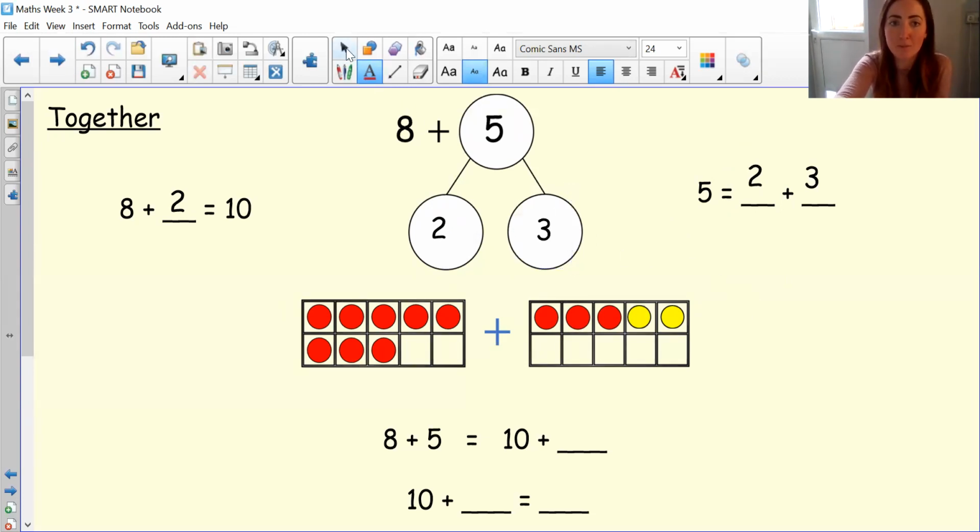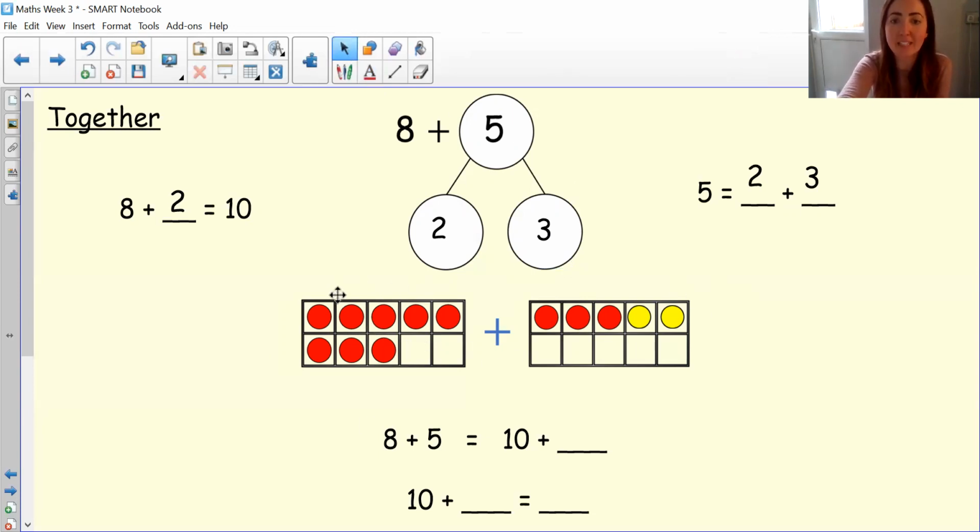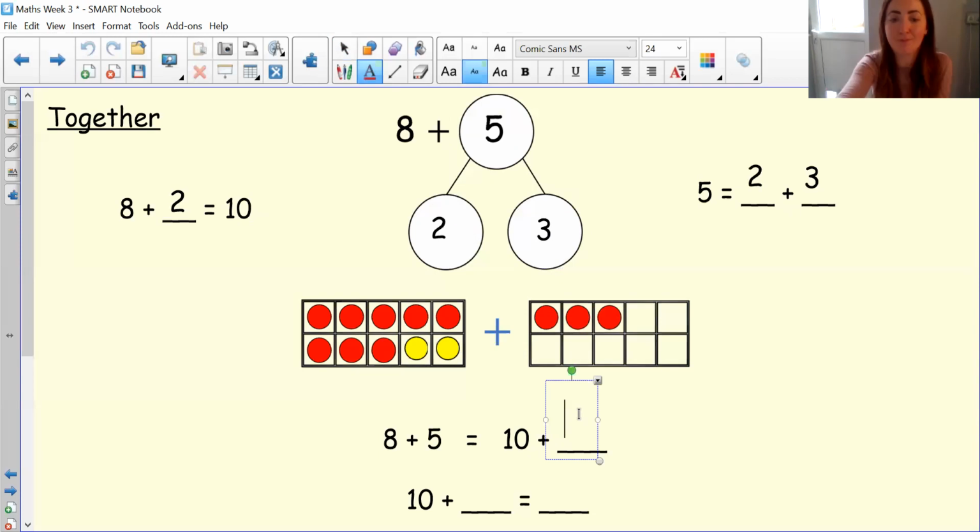And again, showing this on the 10 frames, here is the 8 add 5 that we started with. But remember, we said that 8 add 2 equals 10. So if we move 2 counters over to make 10, then we see that there are 3 left. It's that other part, 3. So 8 add 5 is equal to 10 add 3. And 10 add 3 equals what? 1 10 and 3 1s, 13.